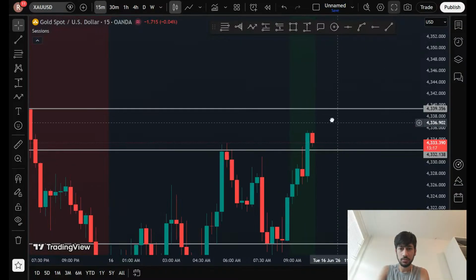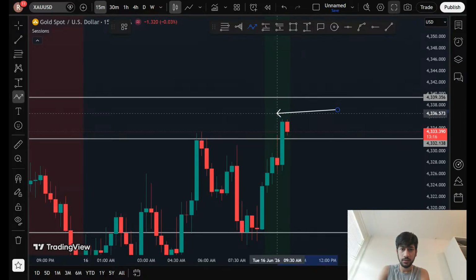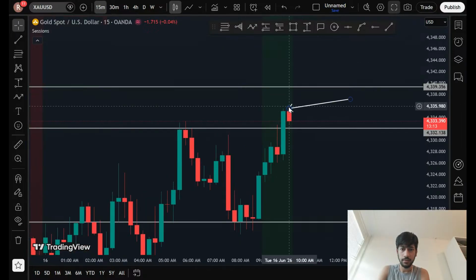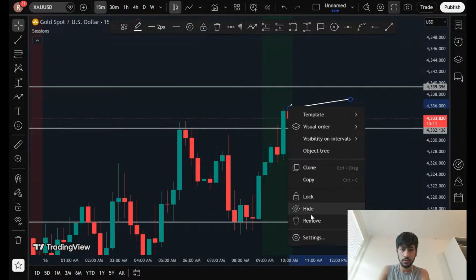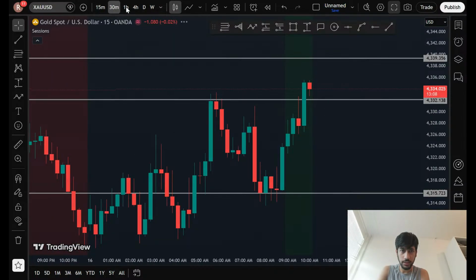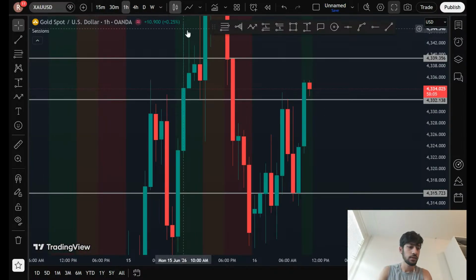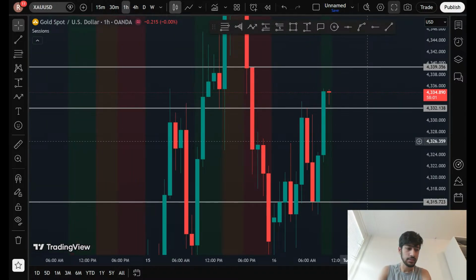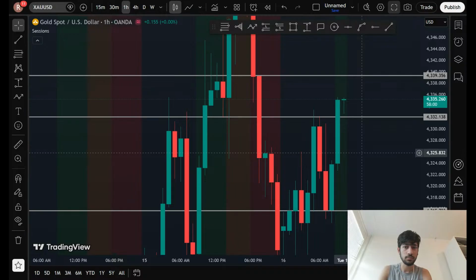As this candle breaks the high of the previous candle, I'll be looking to buy gold because of the market structure, see, we were consolidating, and based on the higher time frame analysis we did, price has very high probability to just move up.